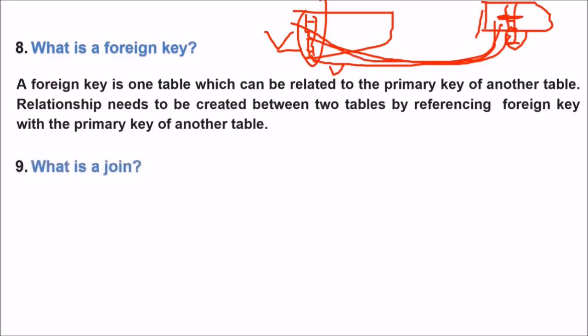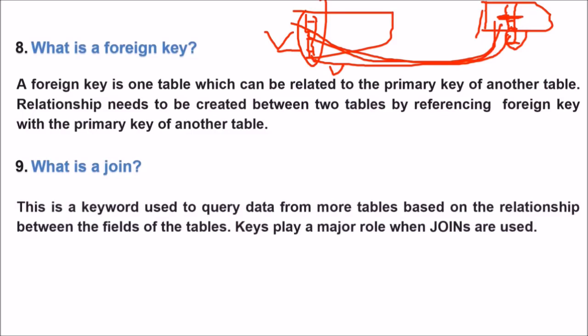What is a join? When you combine two tables, that is a join. It is a keyword used to query data from more tables, because it is seldom that you only query from one table. The query will come from various tables, and the various tables have to be combined; that combination is called the join. It is used to query data from more tables based on the relationship between the fields of the tables. By fields, I am talking about the columns, that are the attributes. So keys play a major role when joins are used.